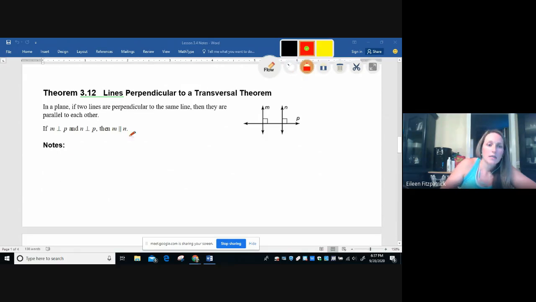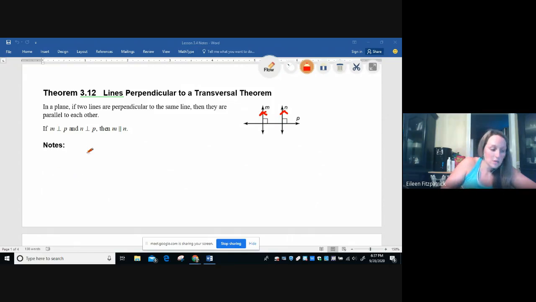Next is the lines perpendicular to a transversal theorem. It says in a plane, if two lines are perpendicular to the same line, then they are parallel to each other. Again, kind of makes sense with what we already studied. If this angle is 90 degrees and this angle is 90 degrees, because they are corresponding angles, that means the lines are parallel. So if I was trying to prove the lines are parallel, that's what I would end up using. I would say corresponding angles congruent implies parallel lines.